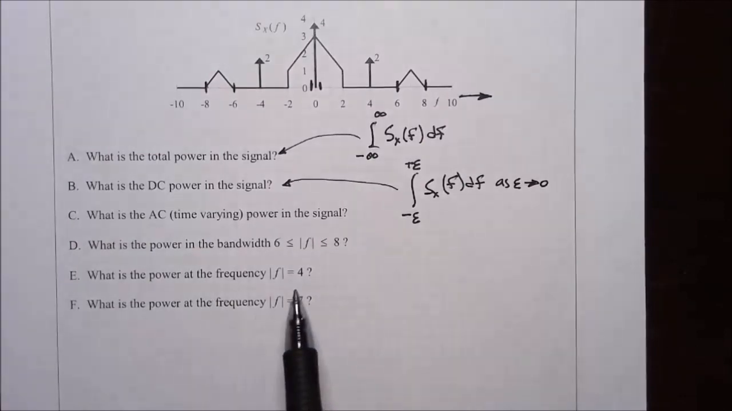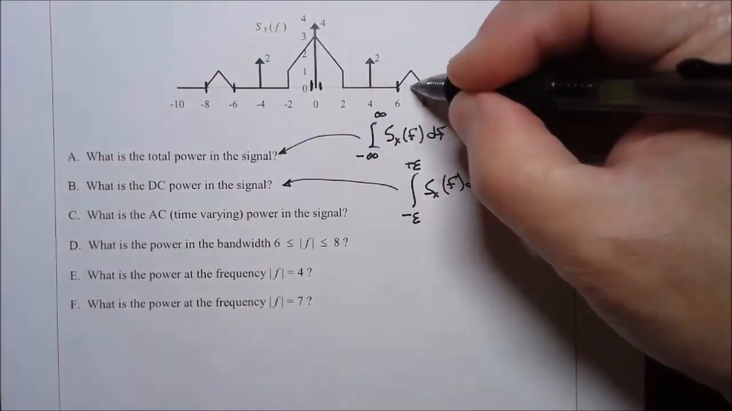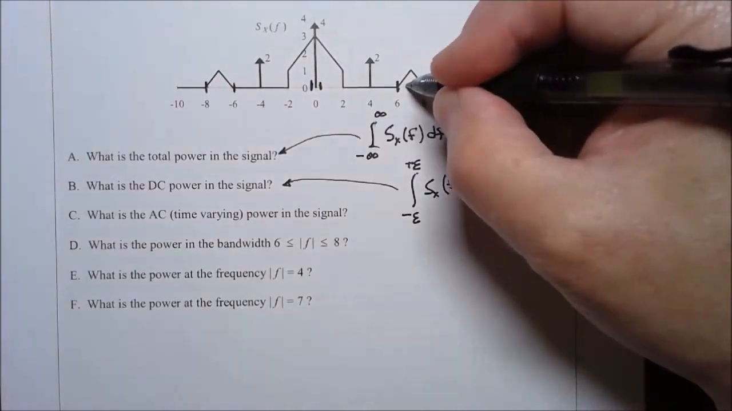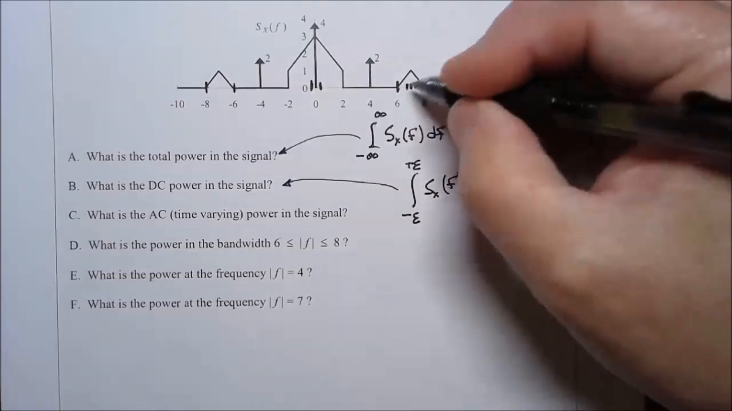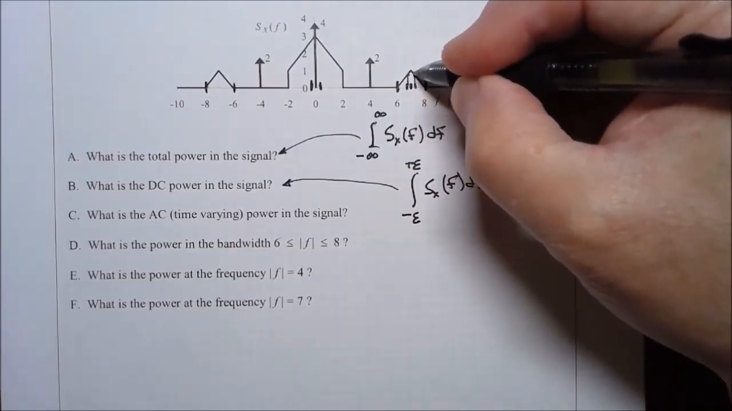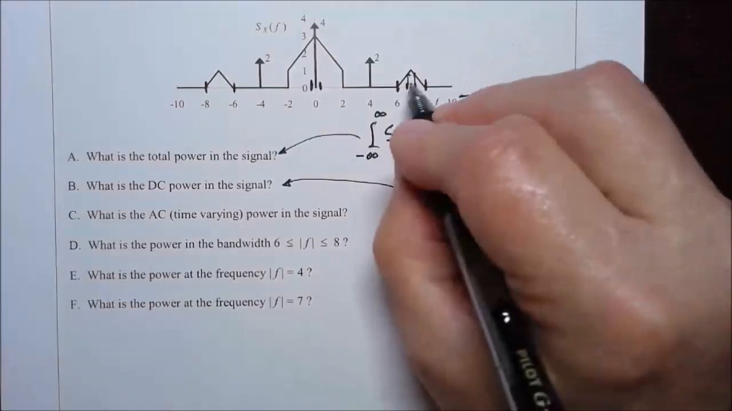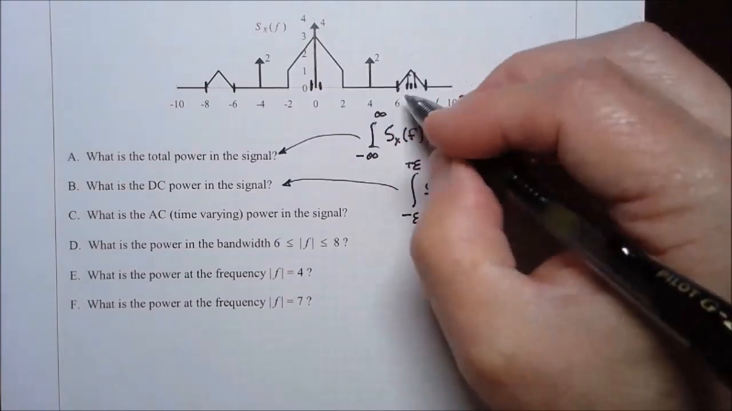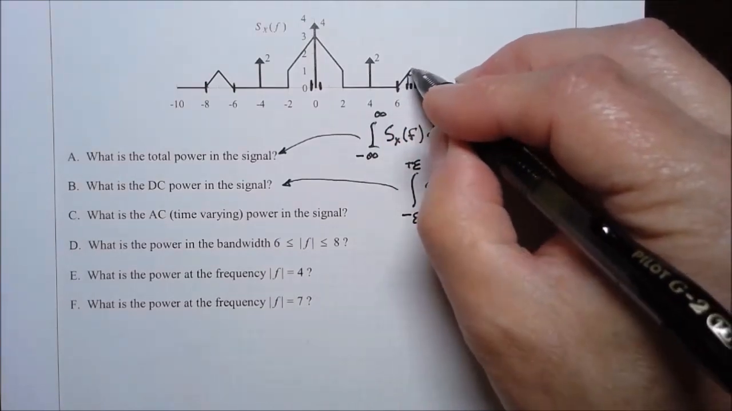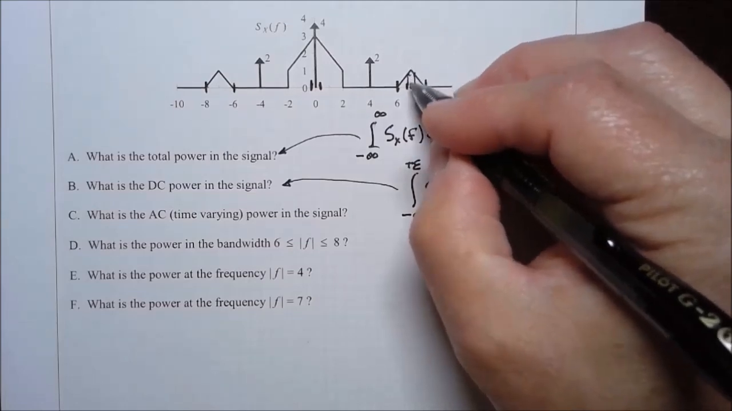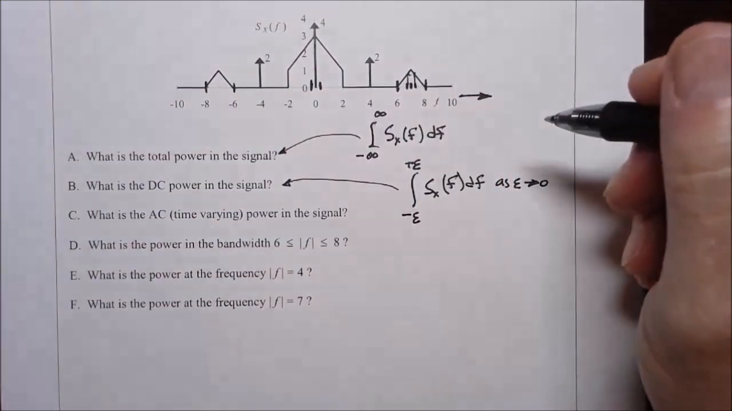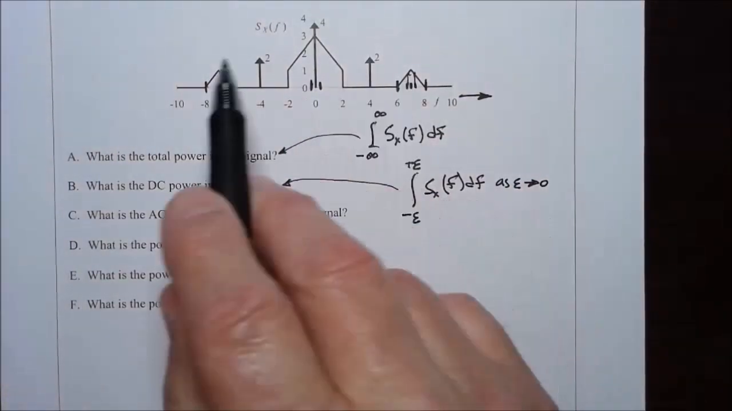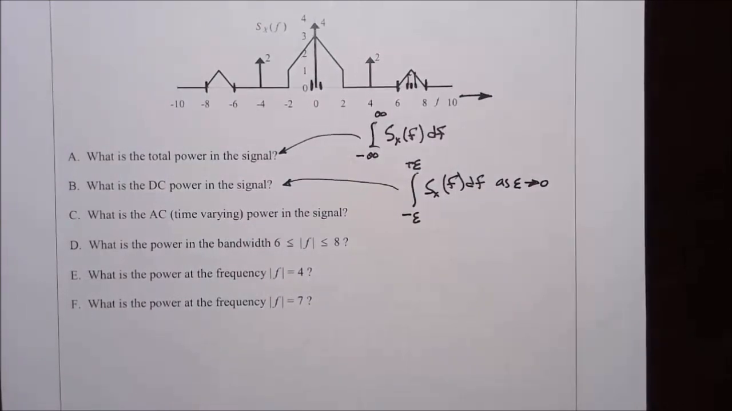What is the power at frequency f equals 7? Well, you're taking the value at 7 and you're integrating a tiny little region each side. So this would be this little area. But then remember, as epsilon goes to 0, the width of this region goes to 0, and so you're taking whatever this height is and multiplying by 0, and anything multiplied by 0 is 0. So that's going to work out to be 0. Even when you double it, 0 is still 0.